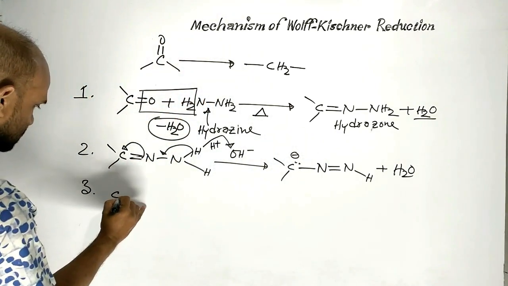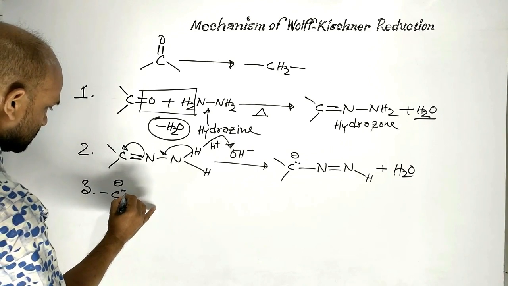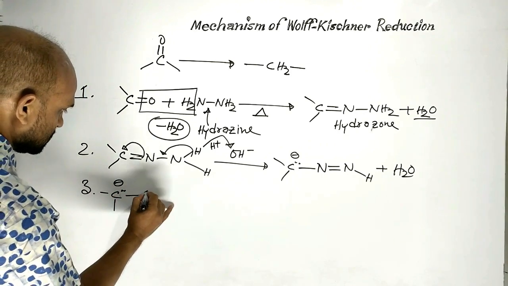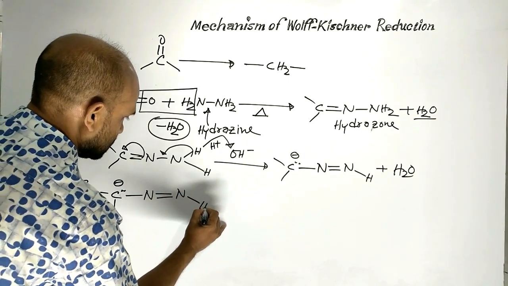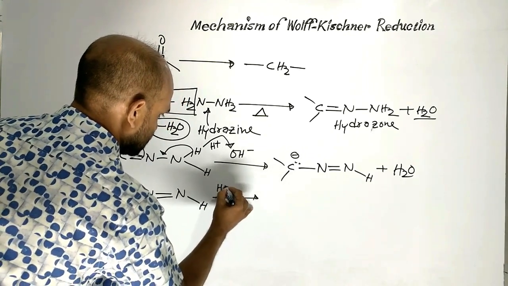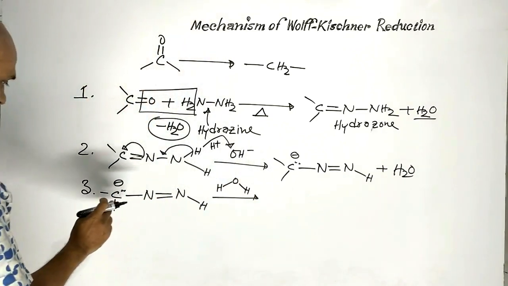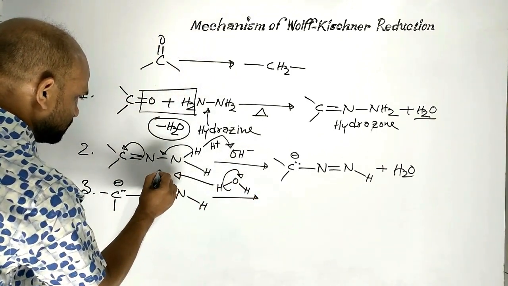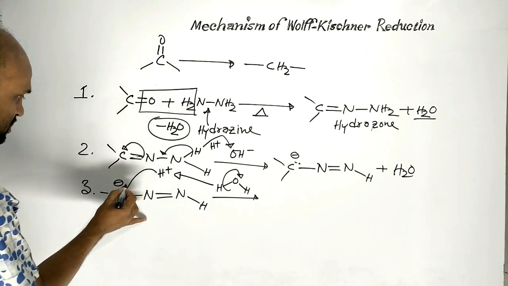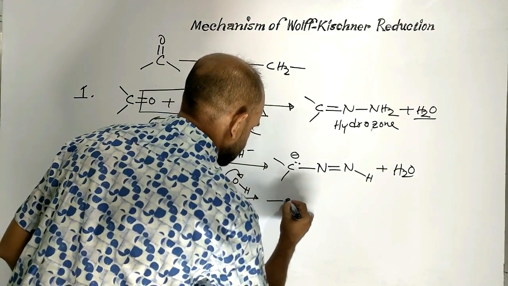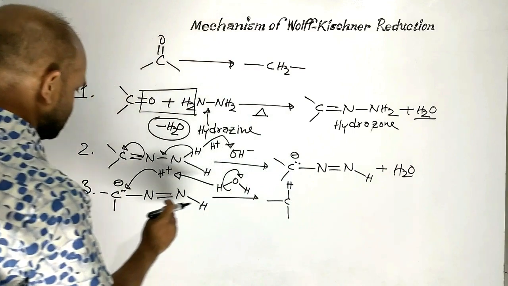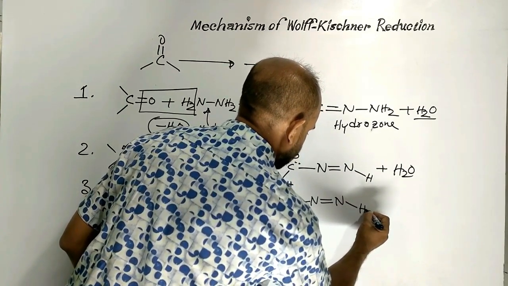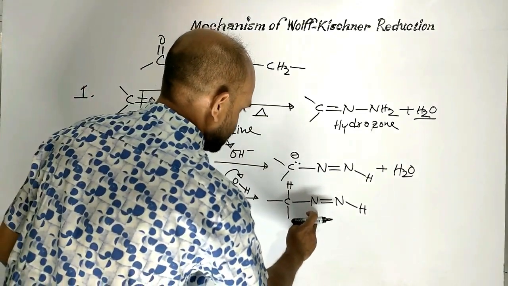Now, step 3. This entity has carbon-nitrogen single bond and nitrogen-nitrogen double bond, with hydrogen. The system contains water. Here, this carbon undergoes protonation. From water, proton is formed. This proton combines with this carbon to form this entity. Here, hydrogen, then nitrogen-nitrogen double bond. At step 3, this entity is formed.